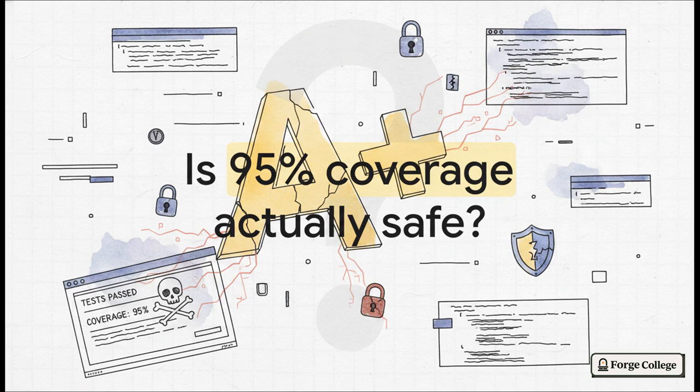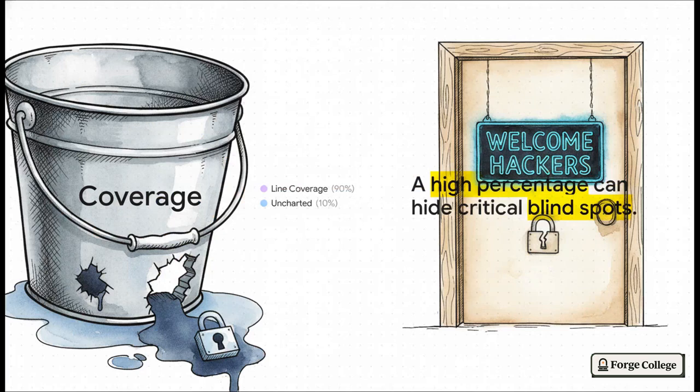Spoiler alert, probably not. Trusting a high overall percentage is kind of like carrying water in a bucket that has only a few holes in it. Sure, 90% of the bucket is perfectly solid steel, right? But that remaining 10%? That little sliver could be your critical error handling paths or some super complex logic branches. Leaving those untested is basically like drawing a massive welcome hackers blueprint right on the front door of your DApp.